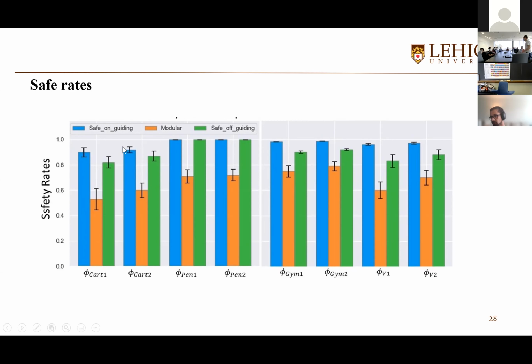Because the control barrier function may have infeasible solutions, sometimes even though you use it, you cannot guarantee safety. That's the reason this is not 100%.